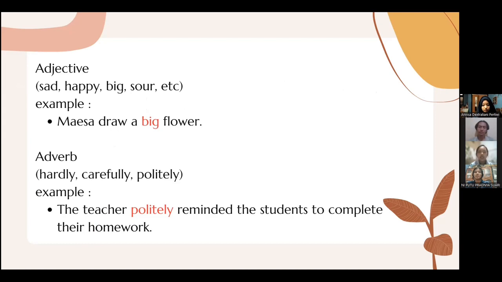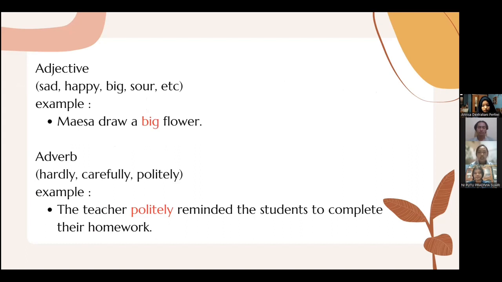The next one is adjective. An adjective is a word that describes a noun, such as its size, color, or quality. So an example sentence is "Maisa draws a big flower." The word big is an adjective, and Maisa is the subject.